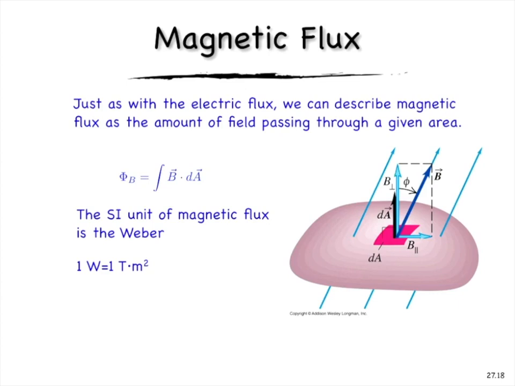Goes all the way through. I can draw as many as I want. They're all going to have the same basic behavior. They come out the North Pole, circle around, and go into the South Pole. And you can see from this picture where the magnetic field is the strongest. It's strongest where the lines are closest together. So you get the most flux through a surface near the poles.